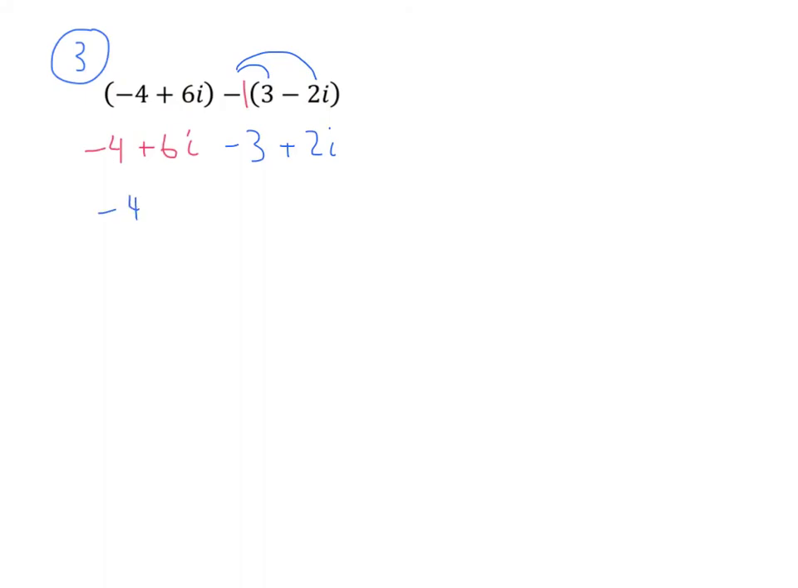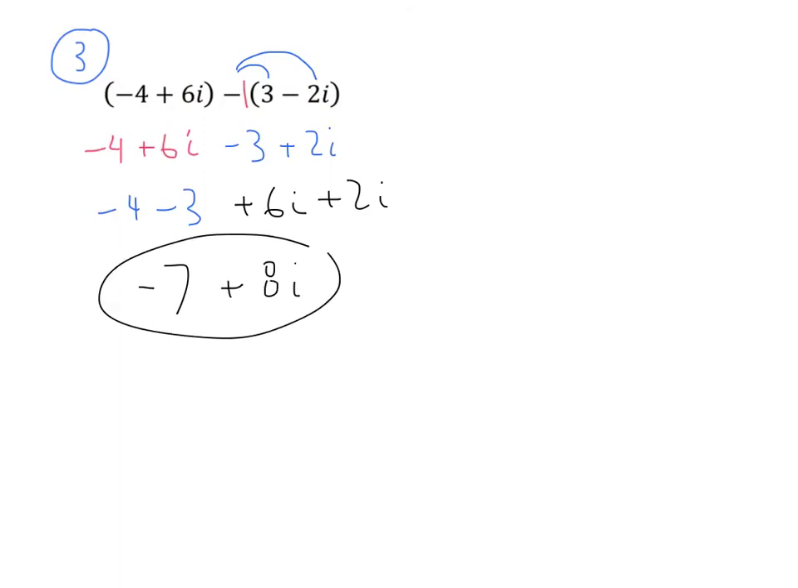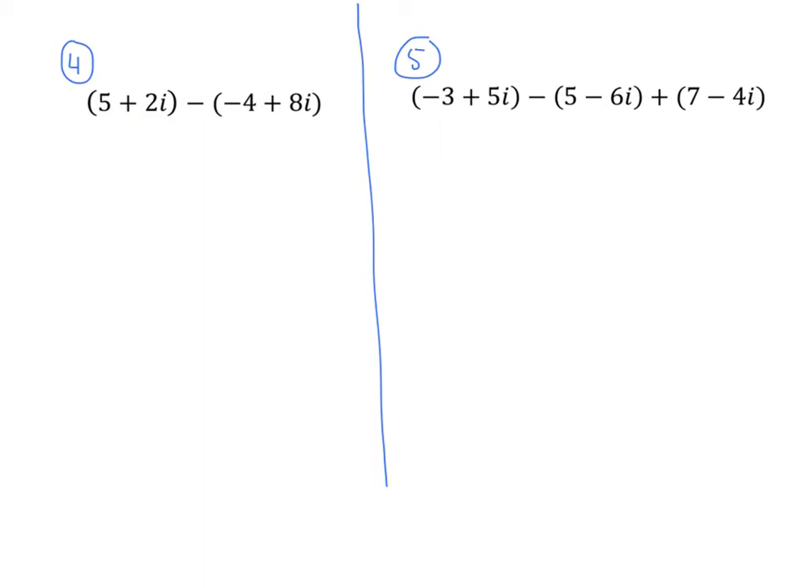I can combine my real part, negative 4 minus 3, and then I can combine the imaginary part, plus 6i plus 2i. So negative 4 minus 3, that's negative 7. 6i plus 2i, that's 8i. There's my answer. All right, I want you to do these two on your own. Okay, so pause and do number 4. Should be an easy one.